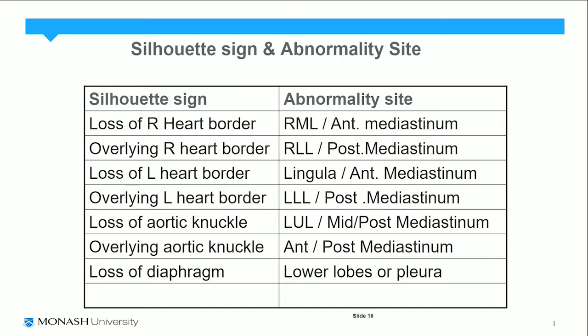So I've given you here a slide where, when you see a silhouette sign, you should be able to suspect where the abnormality should lie. So if you have a loss of the right heart border, then the abnormality will be the right middle lobe, as that is in contact with the right heart border. And then if it overlies the right heart border itself, then you should be considering the right lower lobe, and that's in the posterior mediastinum. If there's a loss of the aortic knuckle, for example, then it's the left upper lobe, and if it's a loss of diaphragm, then it's the lower lobes or pleura.